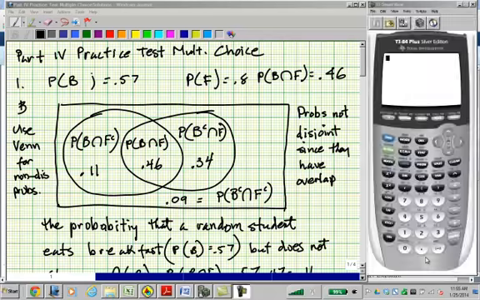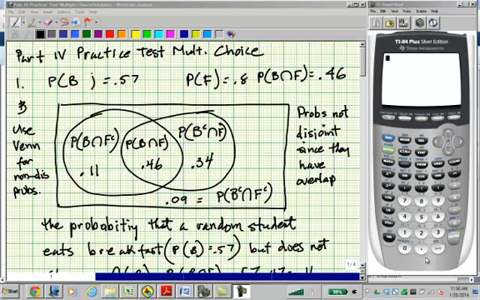Here are explanations for the multiple choice questions on the practice test. So we're told that the probability that a randomly selected student eats breakfast is 0.57. The probability that a randomly selected student flosses their teeth is 0.8. And the probability that the randomly selected student does both is 0.46.